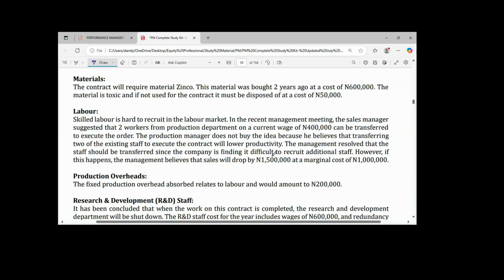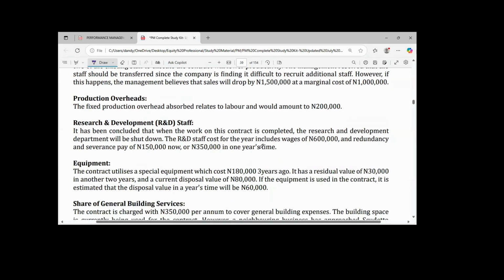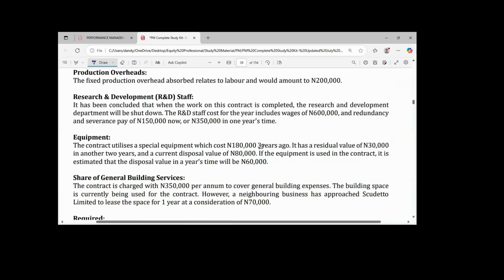However, if this happened, management believes that the sales will drop by 1.5 million naira at a marginal cost of 1 million naira. Production overheads. The fixed production overhead absorbed relates to labor and will amount to 200,000. Research and development staff. It has been concluded that when the work on this contract is completed, the research and development department will be shut down. The R&D staff costs for the year include wages of 600,000 and redundancy and severance pay of 150,000 now or 350,000 in 1 year's time.